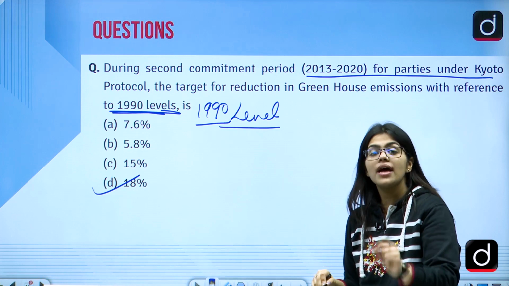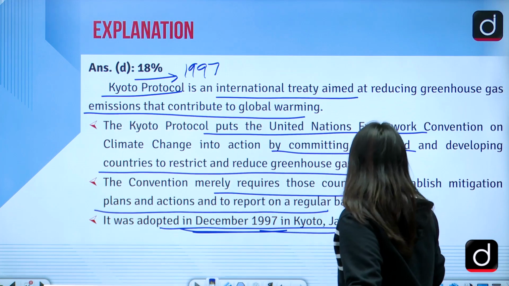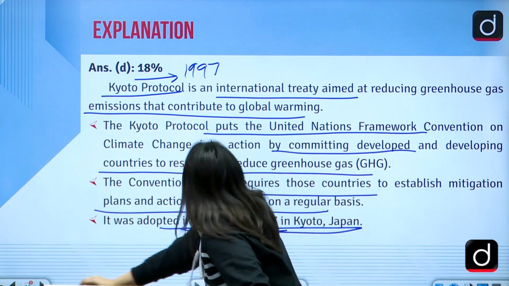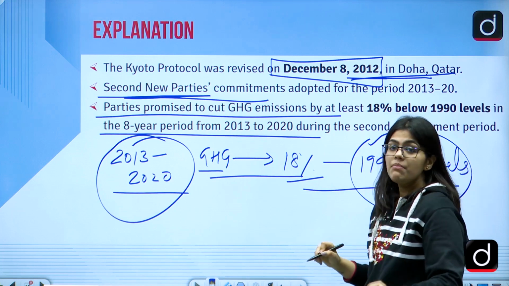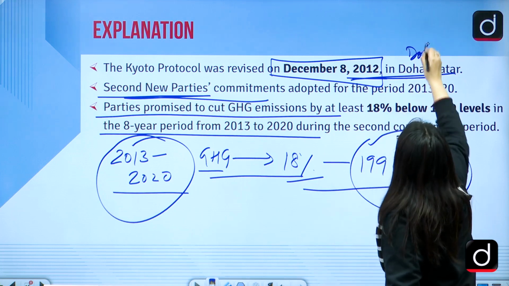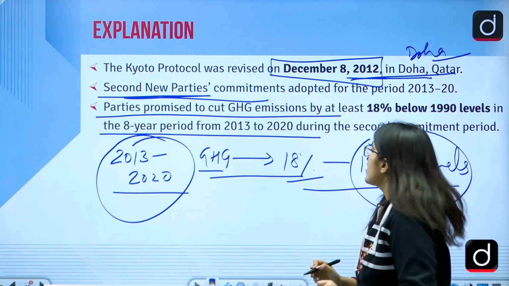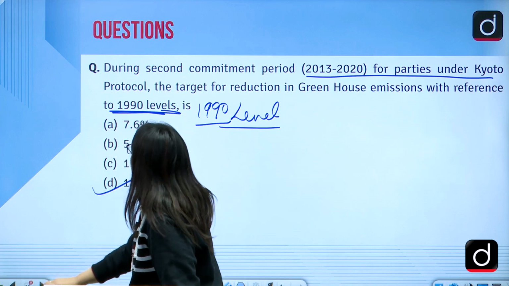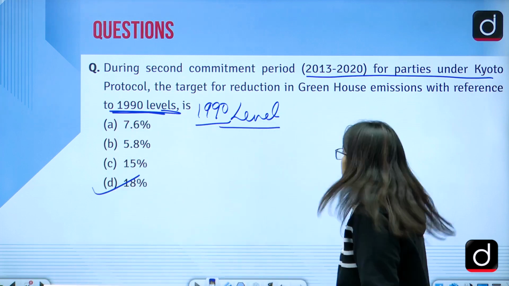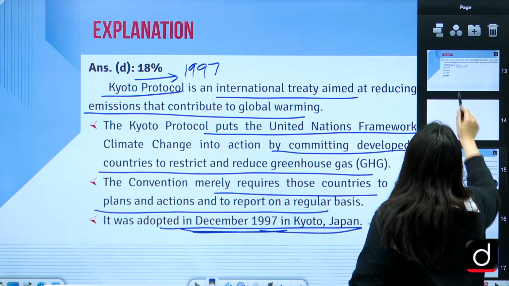One important thing: this second duration is called the Doha Amendment. Another question, why? Because in 2012 they met at Doha, so it is also called the Doha Amendment, another PYQ as I was telling you. So they'll cut the greenhouse gas emission by 18%. I hope all of these things are clear, right?